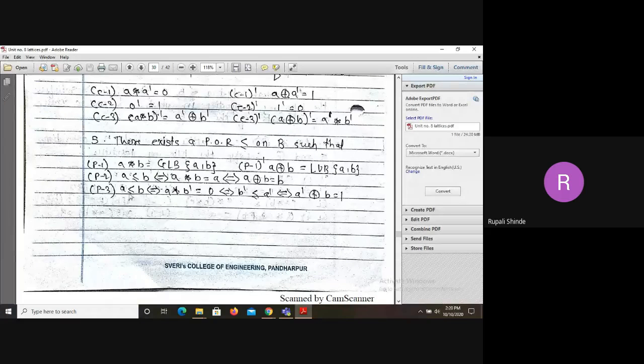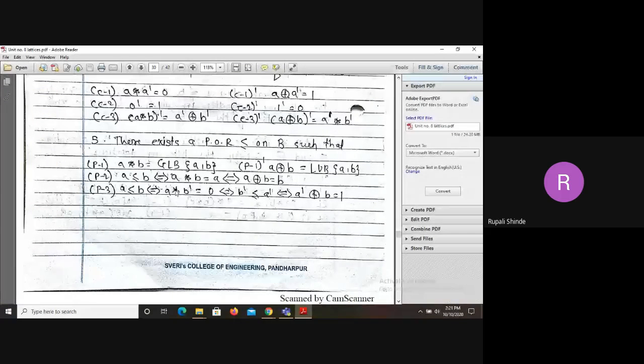Now the third property: A is less than or equal to B is equivalent to A star B's complement equals 0, and this is equivalent to B's complement less than or equal to A's complement, and this is equivalent to A's complement XOR B equals 1. Okay. So if you consider any two elements A and B, now if you perform star operation, it should always give you 0 as an answer. That's why A star B's complement is equal to 0.